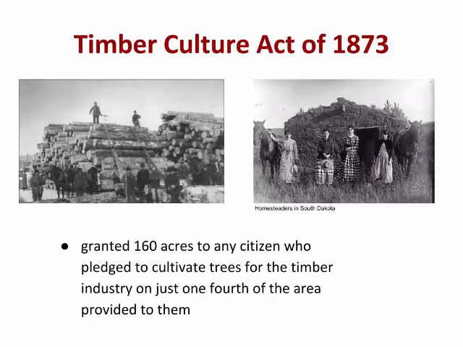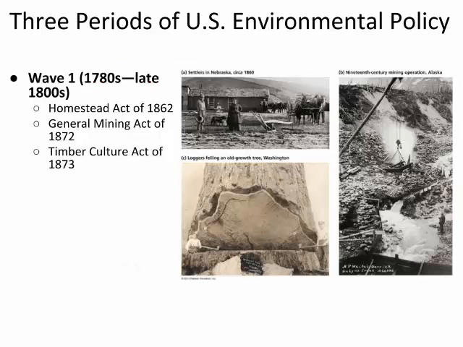The Timber Culture Act of 1873, which granted 160 acres to any citizen who pledged to cultivate trees for the timber industry on just 1/4 of the area provided to them. During this phase of U.S. history, millions of Native Americans were killed or displaced from their lands, as pioneers and other Americans pushed westward to claim and develop land they saw as undeveloped and rife with resources that appeared vast and inexhaustible. In short, this phase of U.S. environmental policy promoted settlement and natural resource extraction.